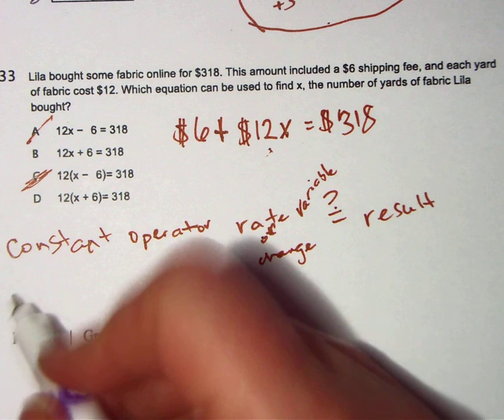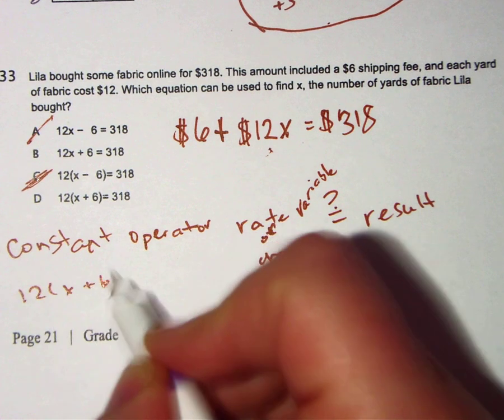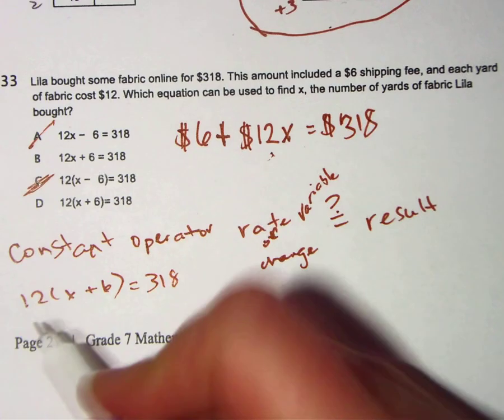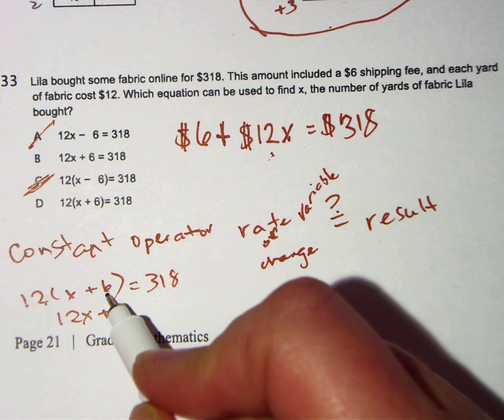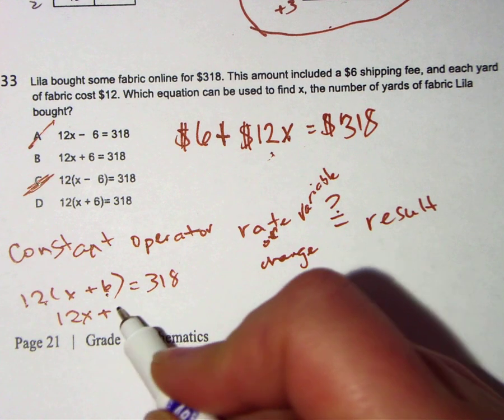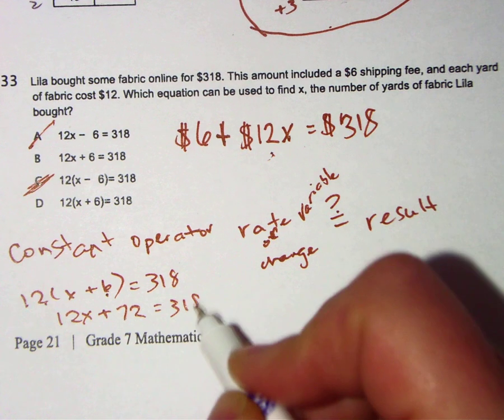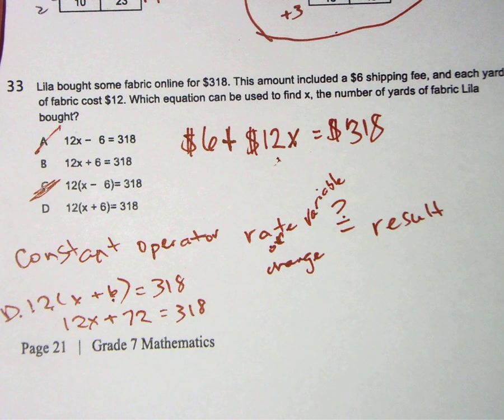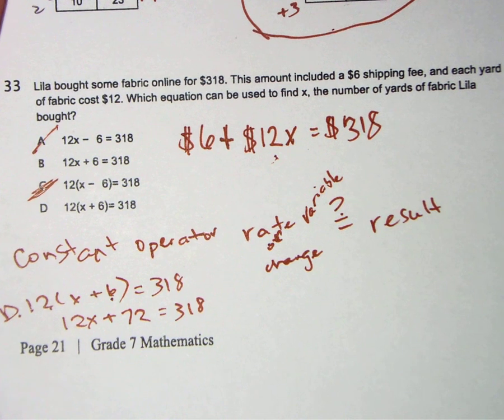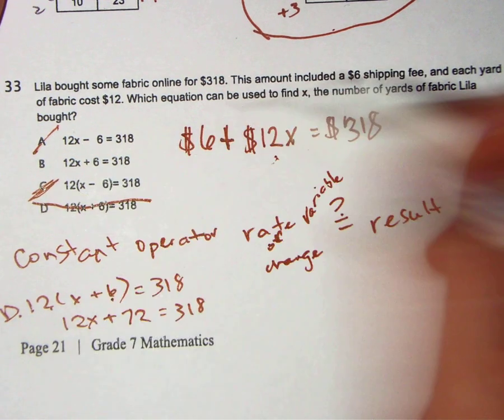And then D is interesting because you would actually use the distributive property here. Okay, so that would be 12x plus 12 times 6, which would be 72 equals 318. Now, it would be like saying for each piece of fabric you would pay $6 of shipping, and that's not how it is. It's just a single $6 shipping fee. So D is not correct, which leaves you with the one that matches the best.